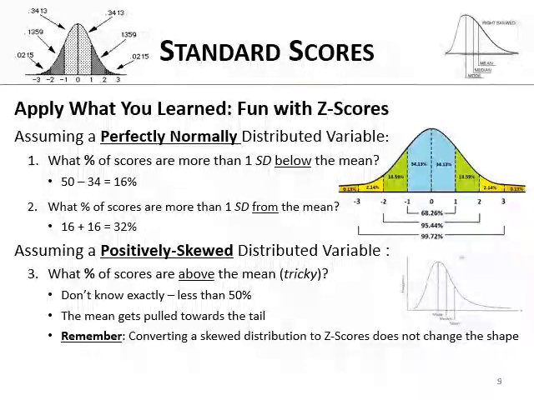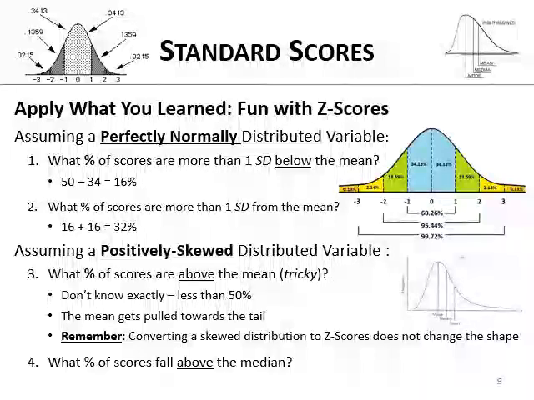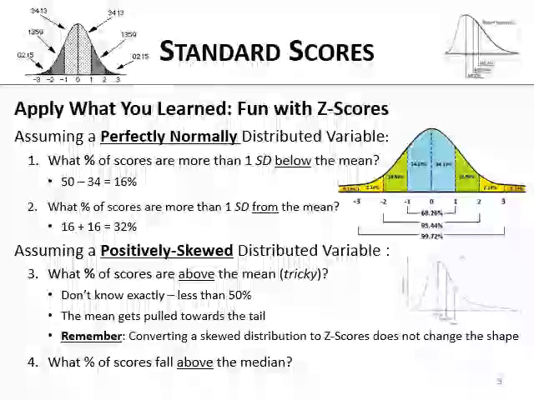So the important point I wanted to make here is that just because you convert some distribution to z-scores doesn't magically make it normal. So a skewed distribution is just a skewed bunch of z-scores. So finally, what percent of scores fall above the median in this distribution that's positively skewed? Well, the median is the median. It's going to be 50% of scores are going to fall above the median in any distribution, really.